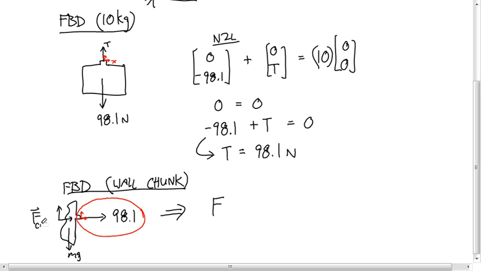let me erase this just so you don't get confused, because I'm going to use that C for the cable here. We're looking for the force on the wall by the cable. And that is 98.1 newtons, 0. Any questions about that?